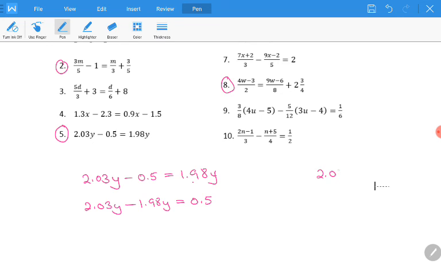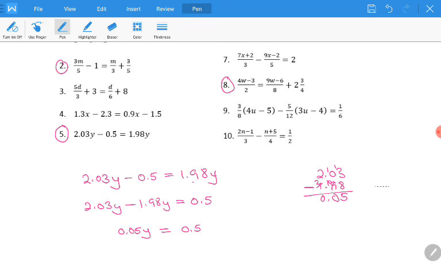So 2.03 minus 1.98, this gives me, I put 1 here, this becomes 10, 1 here, this becomes 2. So 13 minus 8, that's 5. 10 minus 10, that's 0. 2 minus 2, that's 0. So I put my comma here. So it becomes 0.05y is equals to 0.5.